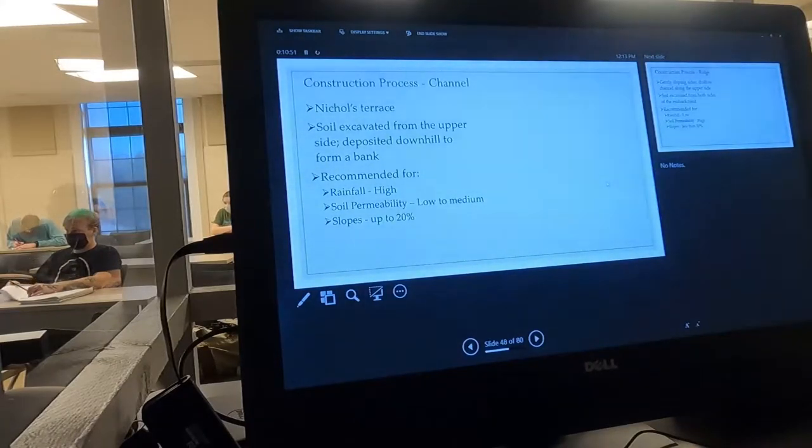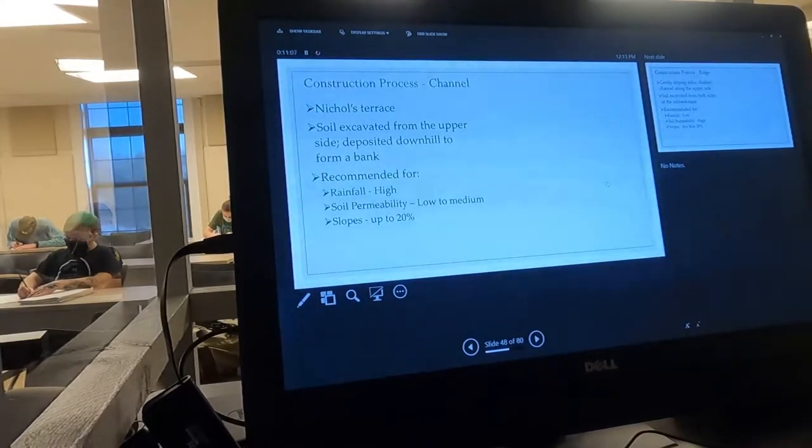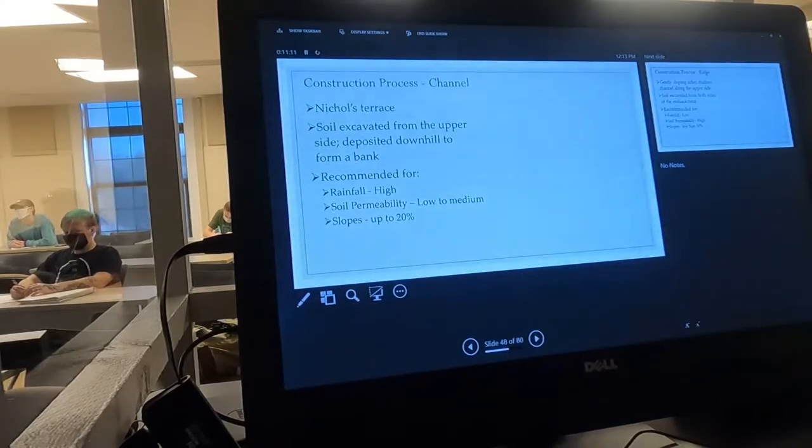Next, we would have the construction process where there's going to be a channel or a ridge. Again, high rainfall areas with low to medium permeability and slopes of up to 20%. Not really sure where you would get into areas, maybe around here, where you're farming on a slope greater than 20%. You're in some trouble there. Probably pick a different profession.